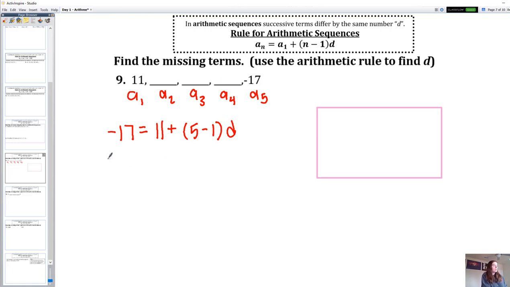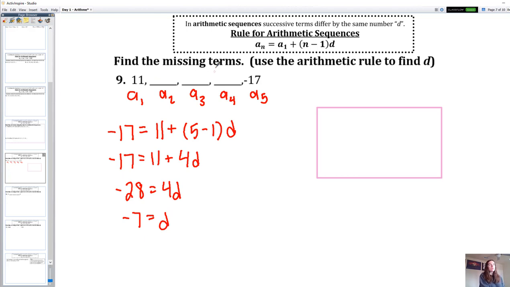Now on this right side, I'm going to simplify it first. So we have negative 17 equals 11 plus, and 5 minus 1 is 4, so we have plus 4d. Subtract the 11, negative 28 equals 4d, and then divide by 4. So here D is negative 7. That means we're subtracting 7 from each term to get to the next one. So we have minus 7, minus 7, minus 7, and minus 7.